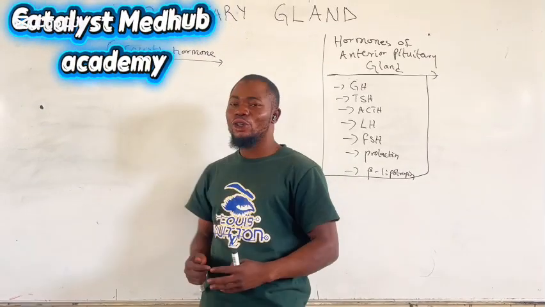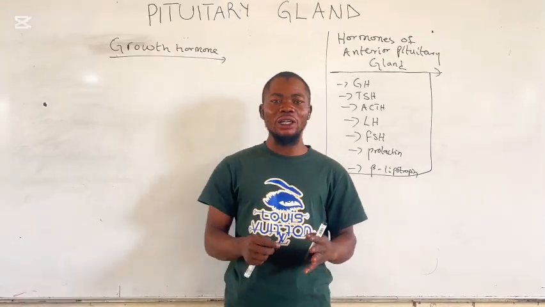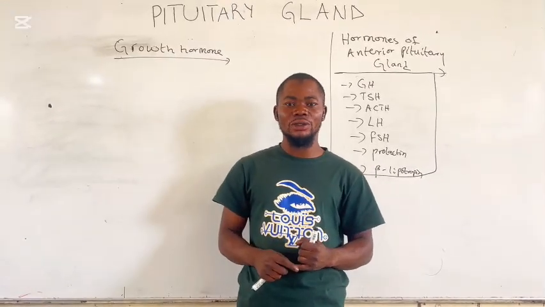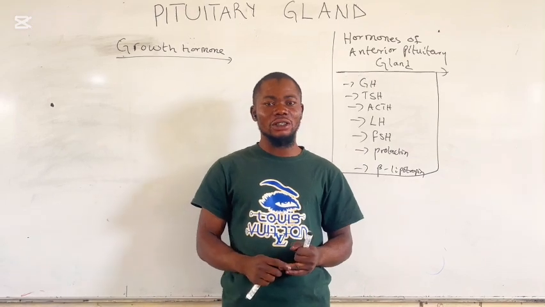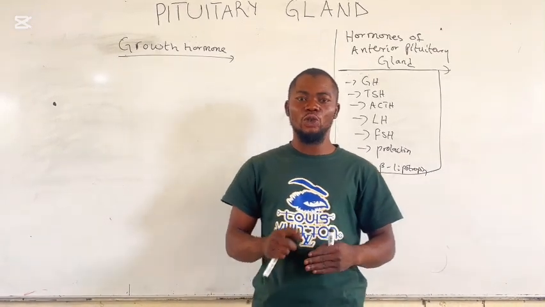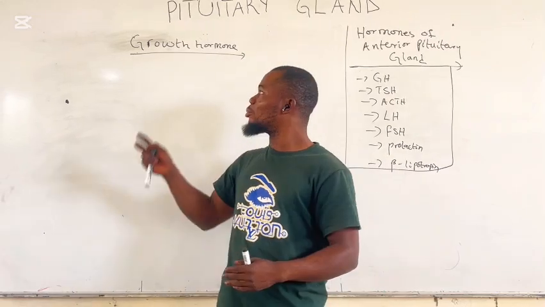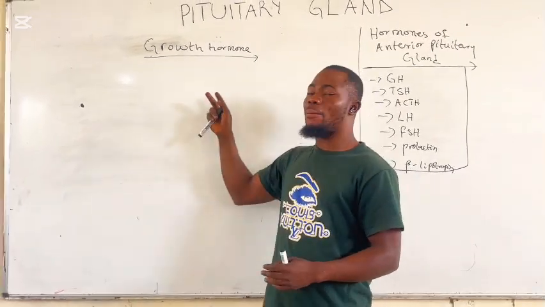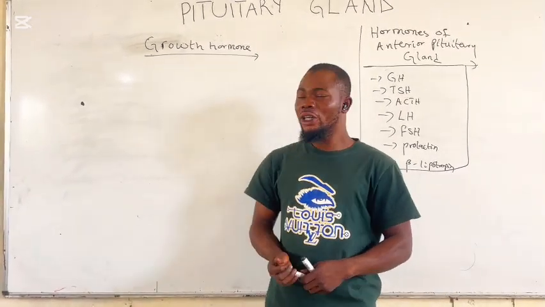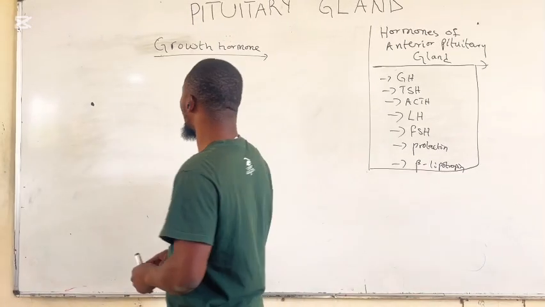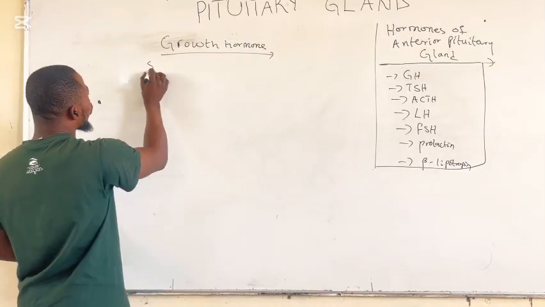Growth hormone. We'll discuss growth hormone under its secretion, chemistry, half-life, transport, its action, receptor, as well as its mode of action, together with applied physiology. Now, our first outline is the source of growth hormone.